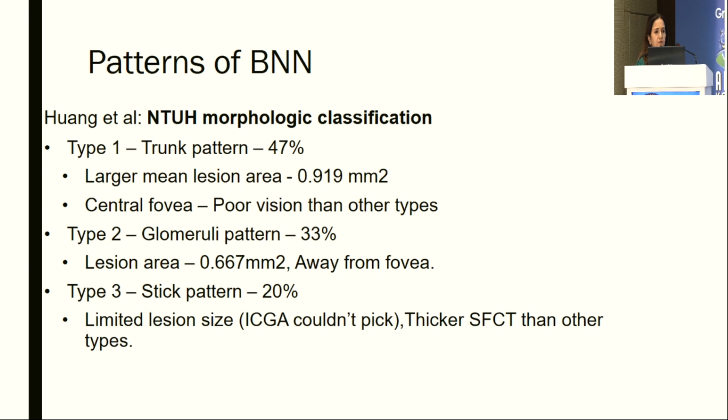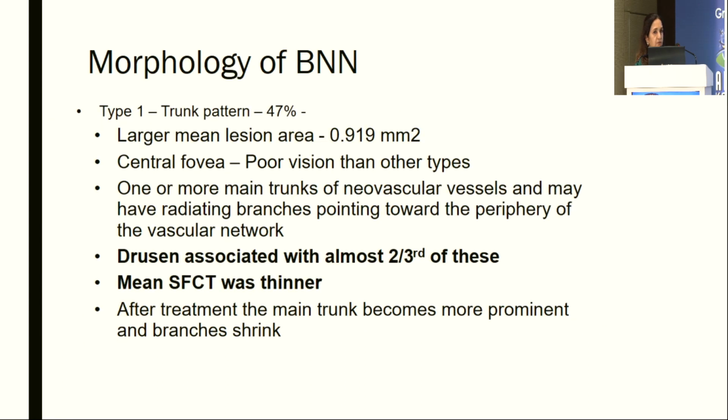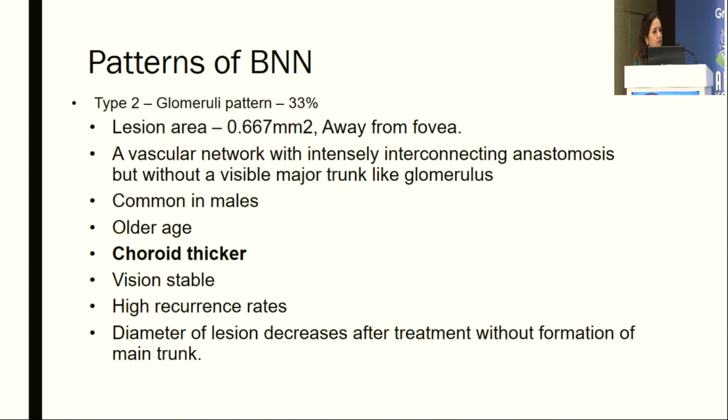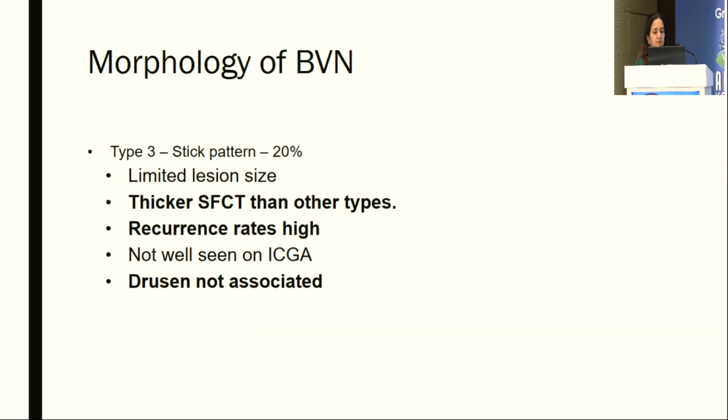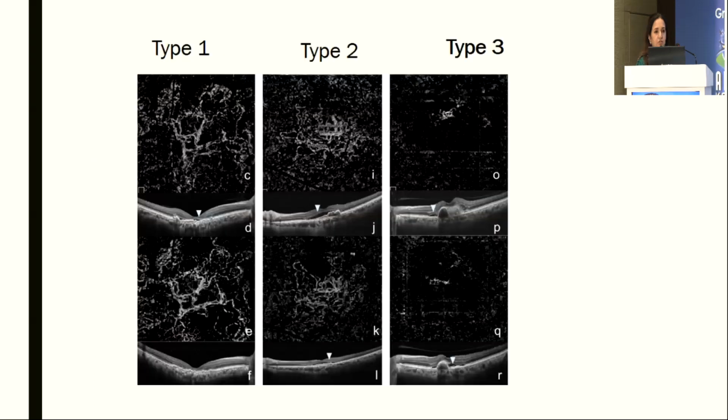So just going to the patterns, just a couple of slides more. They are divided into three patterns. Do they help us in prognostication? Type 1 is the trunk shaped, where it behaves more like a typical AMD and may respond well to anti-VEGF injections. Type 2 is more of a glomeruli or an ill-defined kind of pattern, with high recurrence rates and a lesser response to anti-VEGF. Type 3 is like a stick or a small ill-defined lesion. So this is how it looks on OCTA.